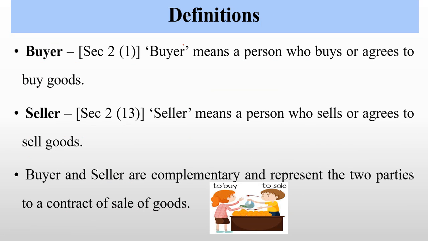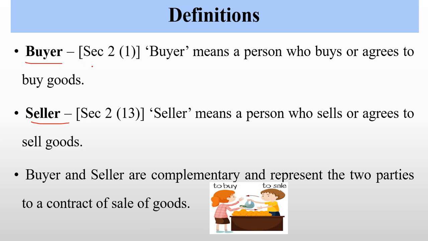Next we'll move to the important definitions in the Sale of Goods Act. The first definition is buyer and seller. Buyer and seller are important in the Sale of Goods Act because they decide the sale. A buyer purchases the goods from the seller and the seller sells the goods to the buyer. So they are important in the contract of sale of goods.